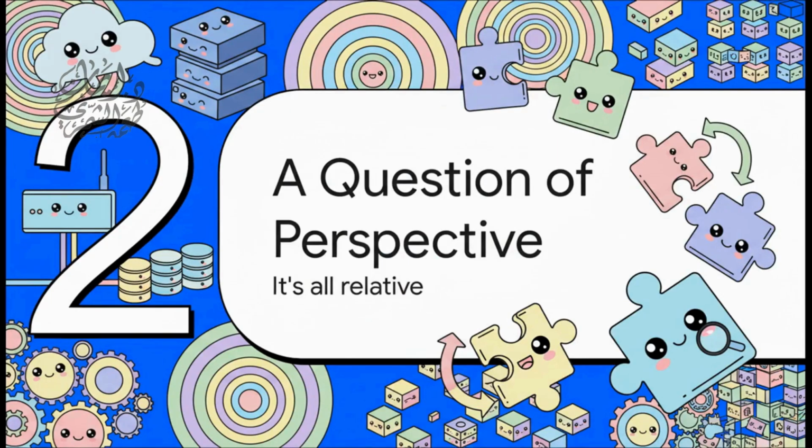So, how do we solve this mess? Here's the key, the big aha moment. We have to stop trying to find one perfect definition. The secret is realizing that what we call infrastructure, it's all about your perspective.